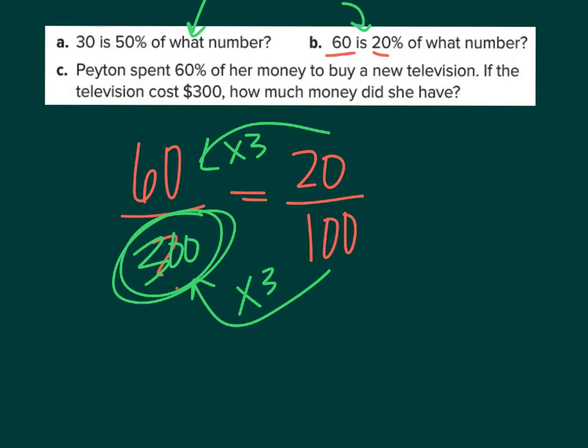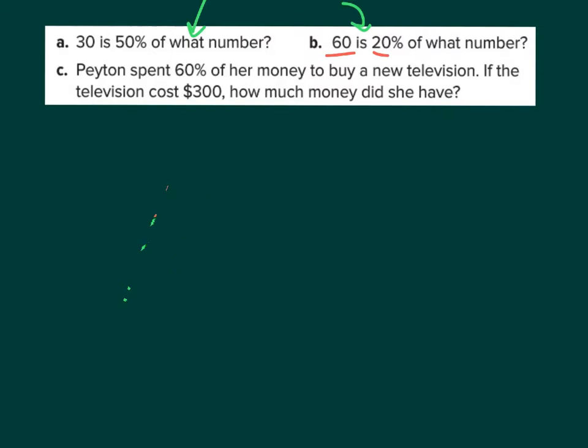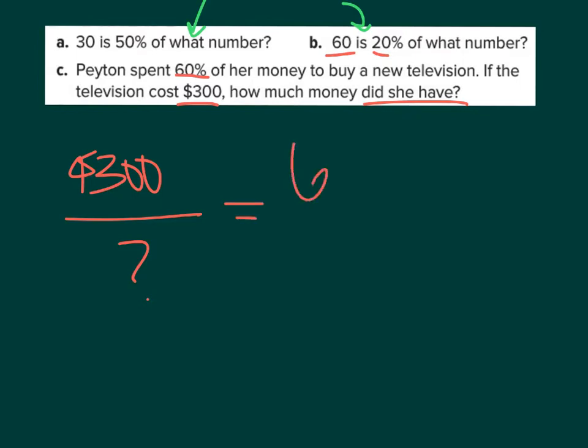Let's take a look at our final example. So go ahead and read the word problem on the screen. And this says that Peyton spent 60% of her money to buy a new television. If the television cost $300, how much money did she have? How much money did she start with? So once again, it's $300 out of whatever her starting amount was is equal to 60 over 100.